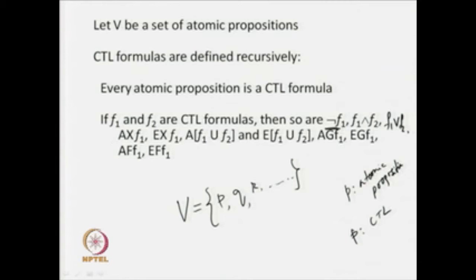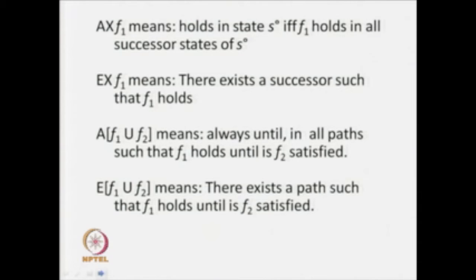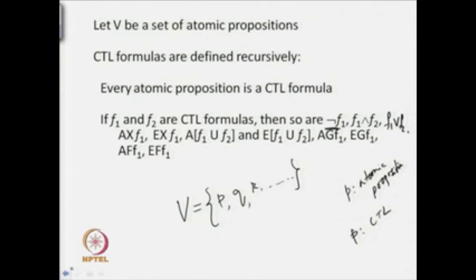Then A X F1 is also a CTL formula, E X F1 is also a CTL formula, A F1 until F2 is also a CTL formula, E F1 until F2 will also be a CTL formula. Similarly, A G F1, E G F1, A F F1 and E F F1 will be CTL formulas. So, this way we can construct our CTL formulas. What are the meanings now? If you look into these formulas, we will find that the meaning of formulas with propositional connectives is very straightforward. Now, we will see what is the meaning of the temporal operators.